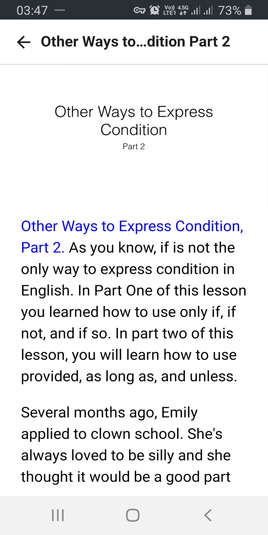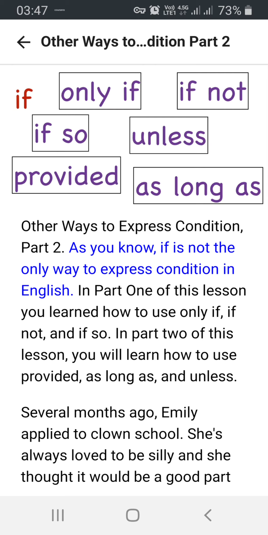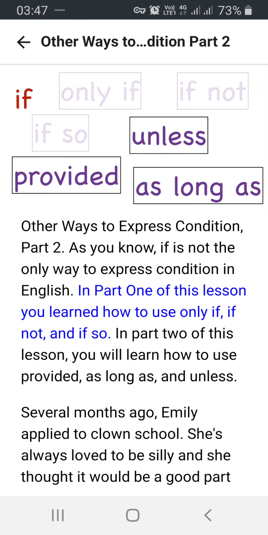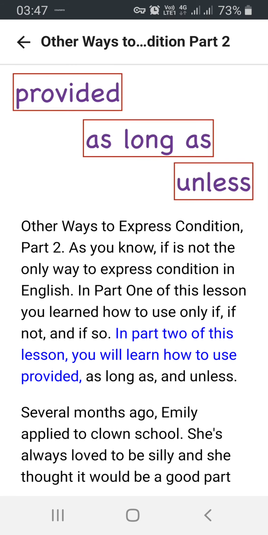Other ways to express condition, part 2. As you know, if is not the only way to express condition in English. In part 1 of this lesson, you learned how to use only if, if not, and if so. In part 2 of this lesson, you'll learn how to use provided, as long as, and unless.